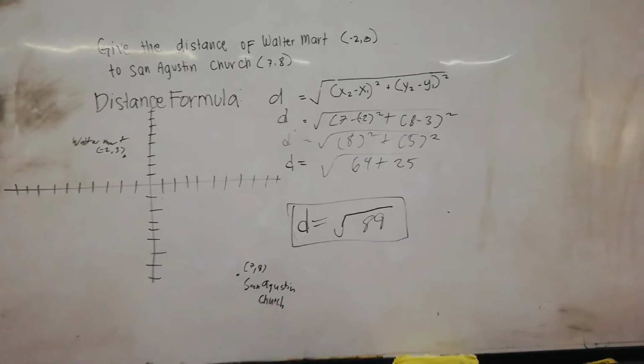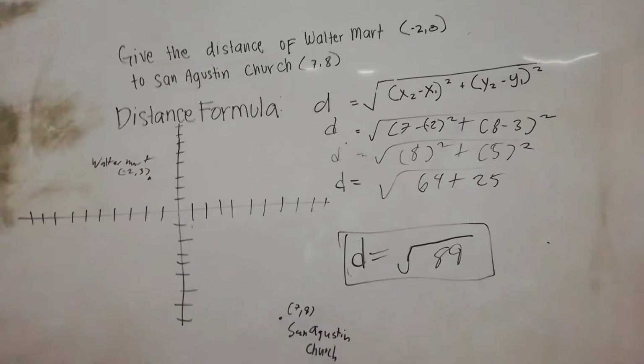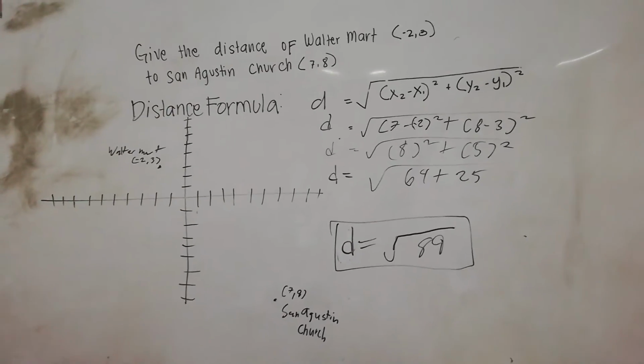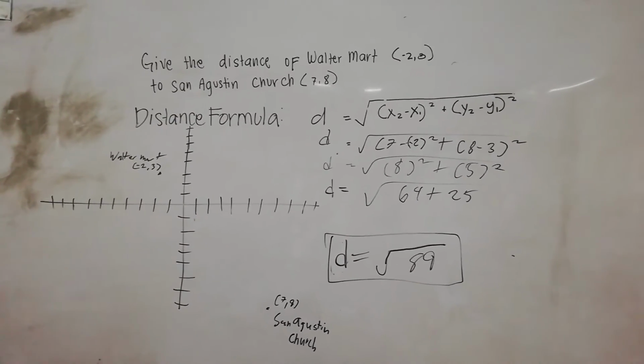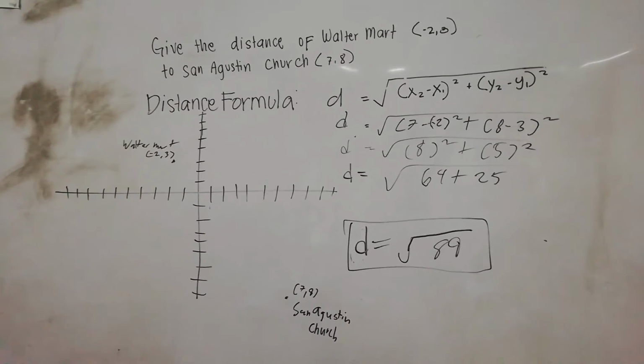This is how we solve for the distance between 2 points in a Cartesian coordinate plane, using the distance formula: d equals square root of x sub 2 minus x sub 1 squared plus y sub 2 minus y sub 1 squared.